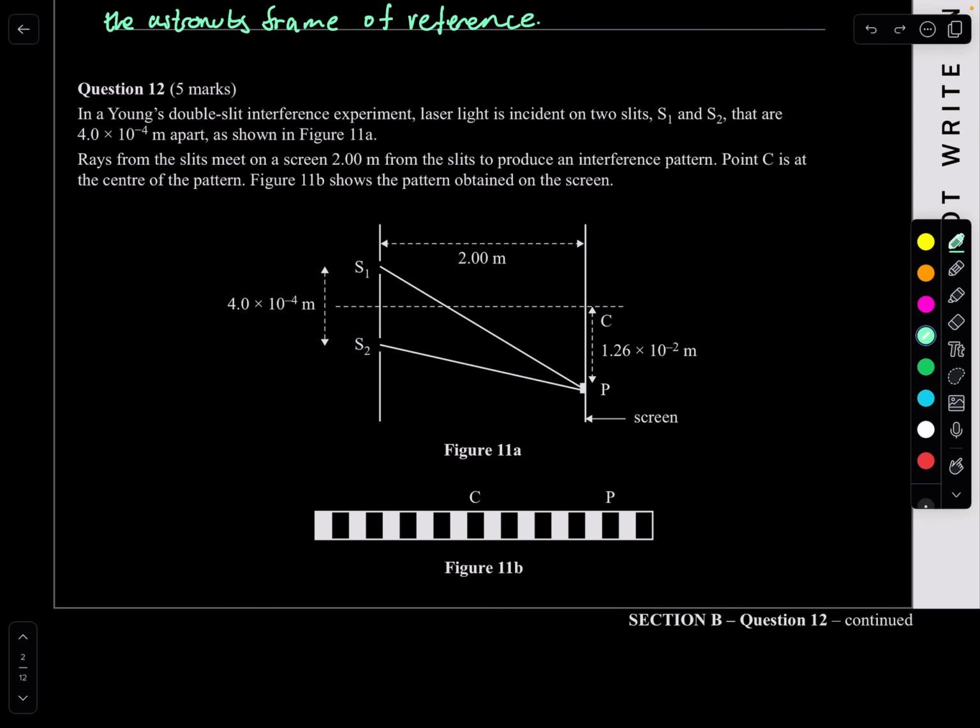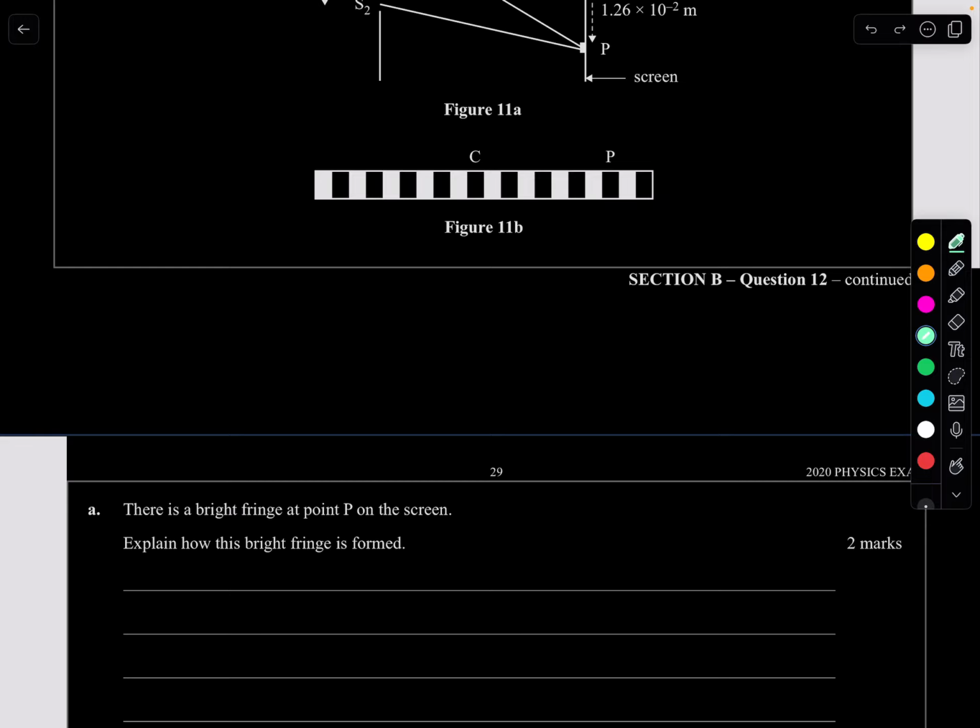Question 12. In Young's double slit interference experiment, laser light is incident on 2 slits, S1 and S2, that are apart at that distance. Rays from the slits travel 2 meters to the screen to produce an interference pattern. Point C is the center of the pattern. Figure B shows the pattern obtained on the screen. There's a bright fringe at point P on the screen. Explain how this bright fringe is formed.